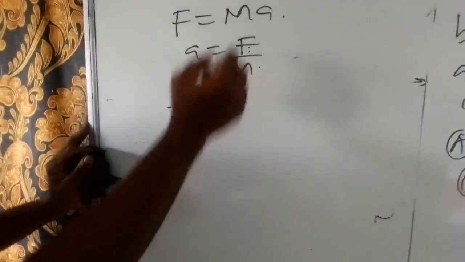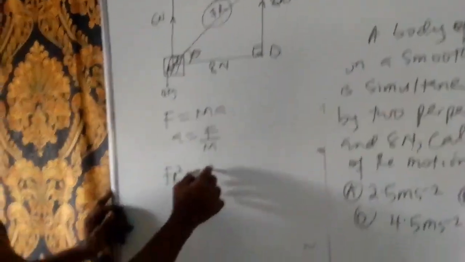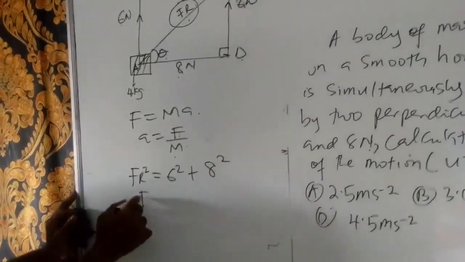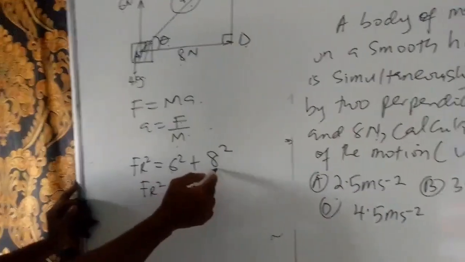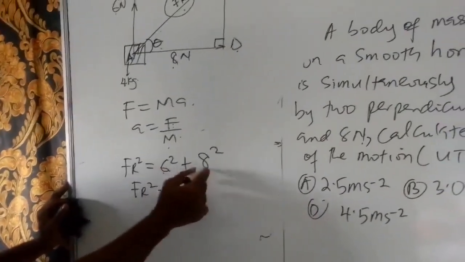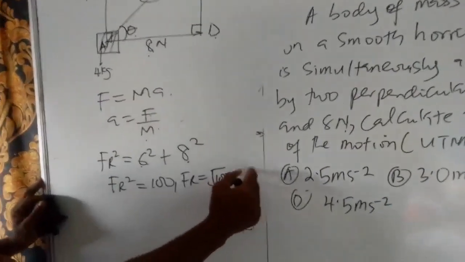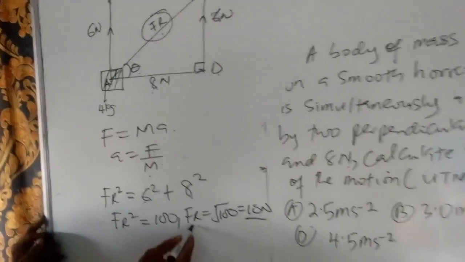So now FR squared is equal to the opposite squared, C squared, plus the adjacent squared, which is A squared. So FR squared becomes C squared 36, A squared 64. 36 plus 64 gives us 100. So FR becomes the square root of 100. That will give us 10 Newton. So our FR is 10 Newton, which is the resultant force.